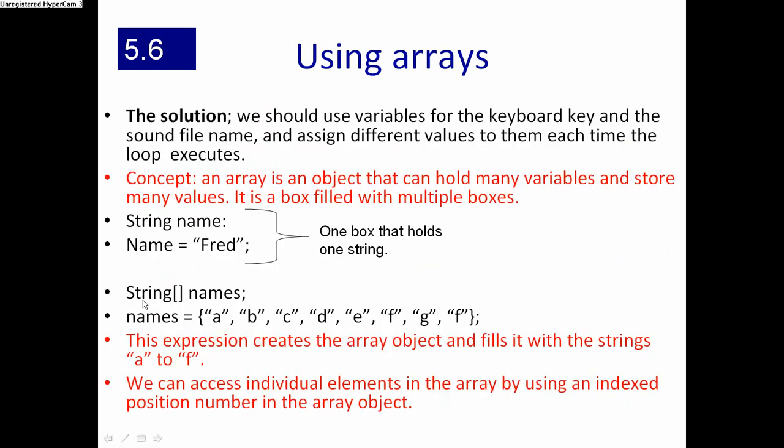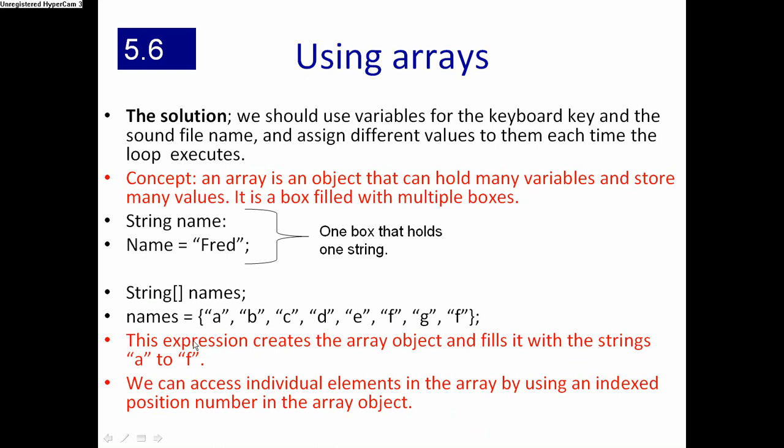Well, if you do this, string names, with those little brackets there, it's telling it, hey, this isn't just one box, this is one box that holds a bunch of boxes, and you can fill it with a bunch of things. So A, B, C, D, E, F, G, H. I hate when I find mistakes as I'm going along.